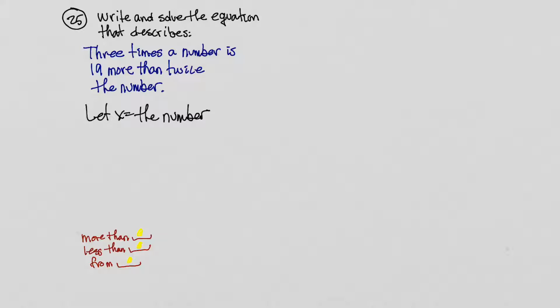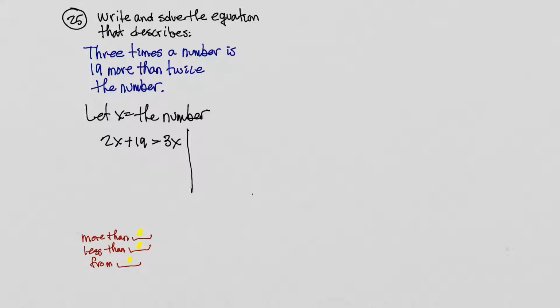3 times the number is 19 more than, there's that more than. Remember, whatever comes after more than, less than, or from, that's your starting point. So we have more than, here's where we start. More than twice the number. That's where we start, twice the number. We can write that as 2x. That's twice the number. And then we have 19 more than that. So we're going to add in a 19, and it says that 3 times the number is this. So this is all 3 times the number.